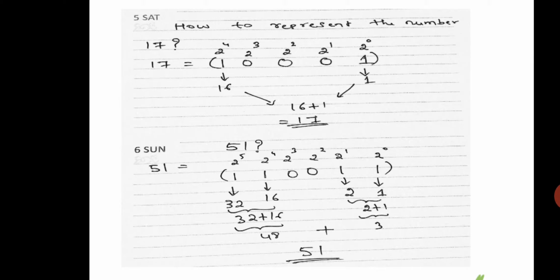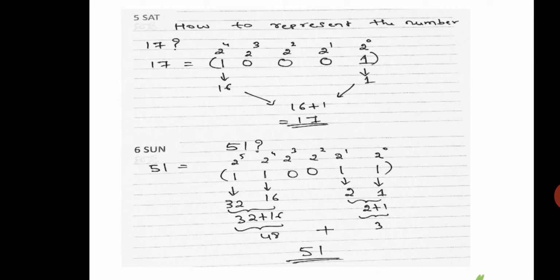Because 2 to the power 5 is 32. I require 32 because 32 is smaller than 51. Isn't it? I need 32. Now, why did I put 1 below 2 to the power 4? Because I need 16 as well. What is 32 plus 16? So 48. Total 48 I got. Still 3 more I have to add to make it 51.